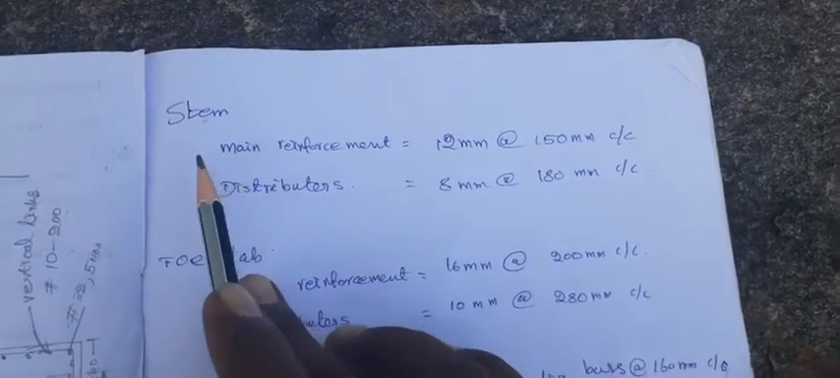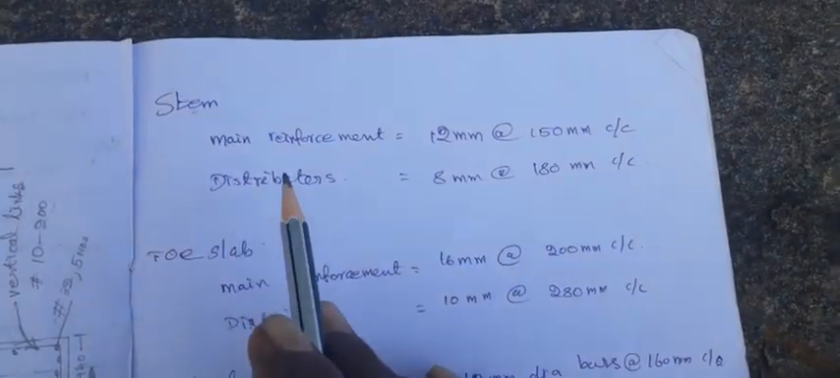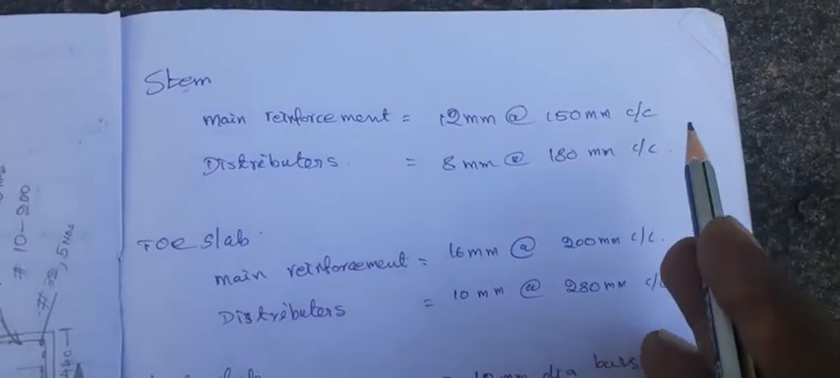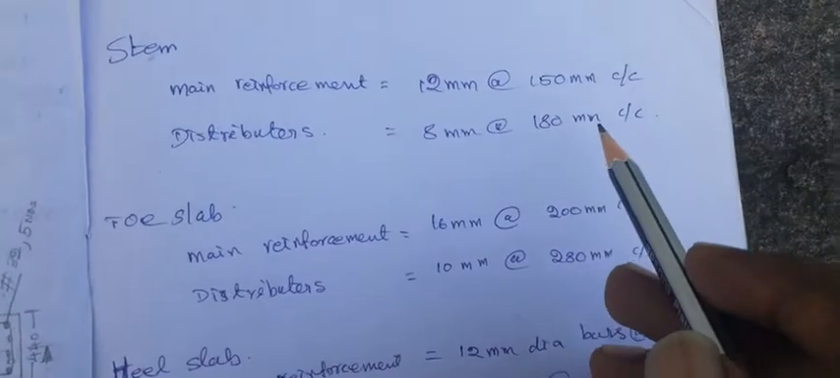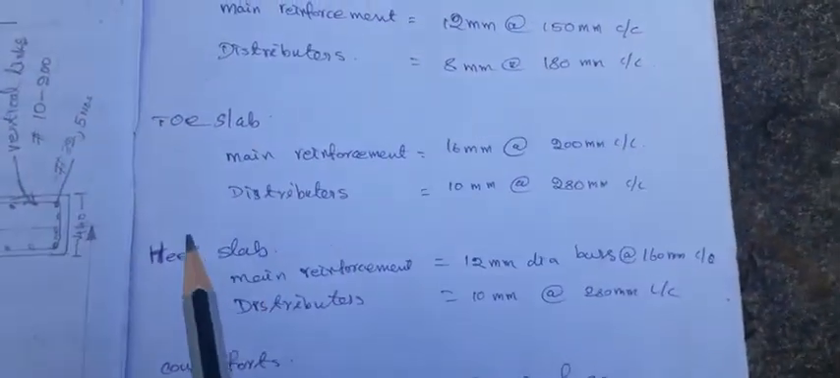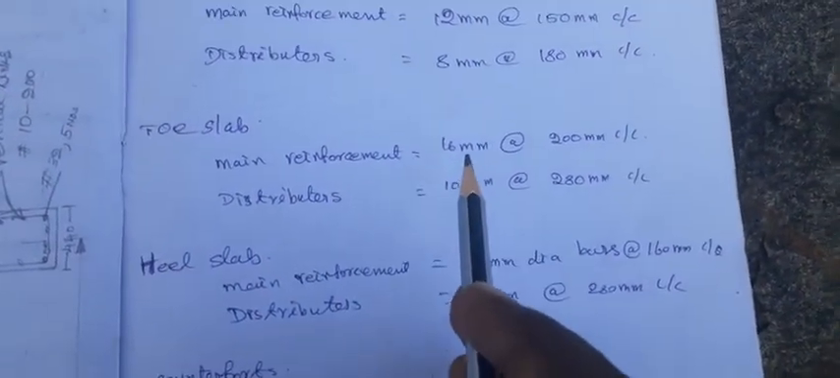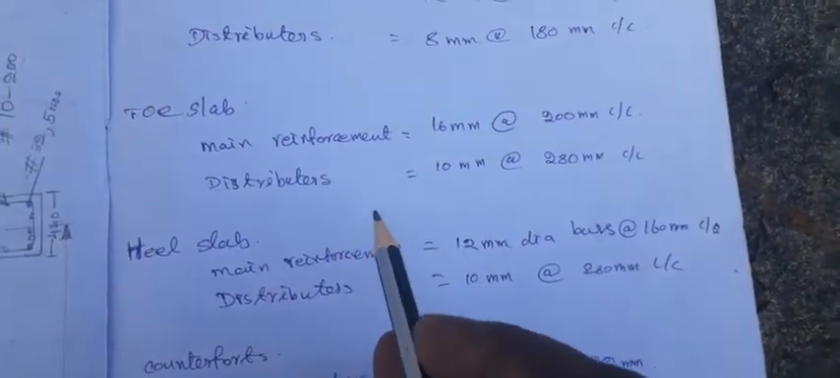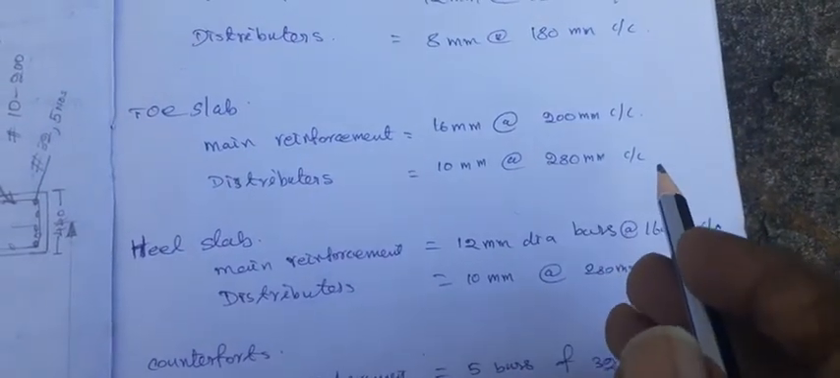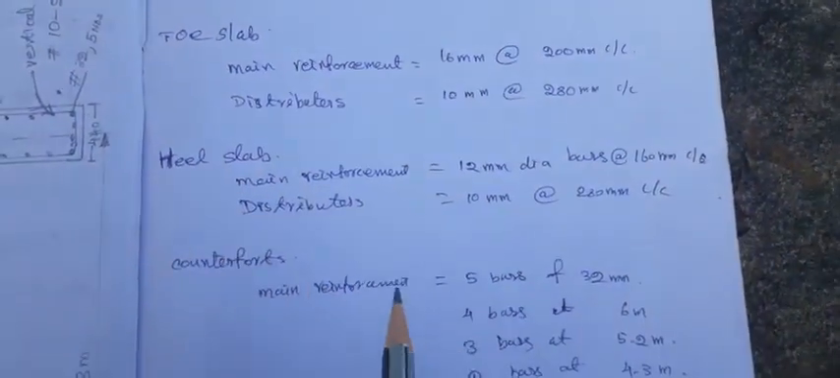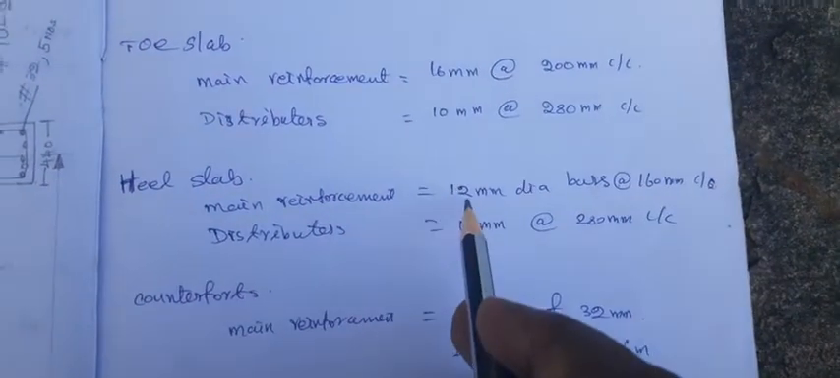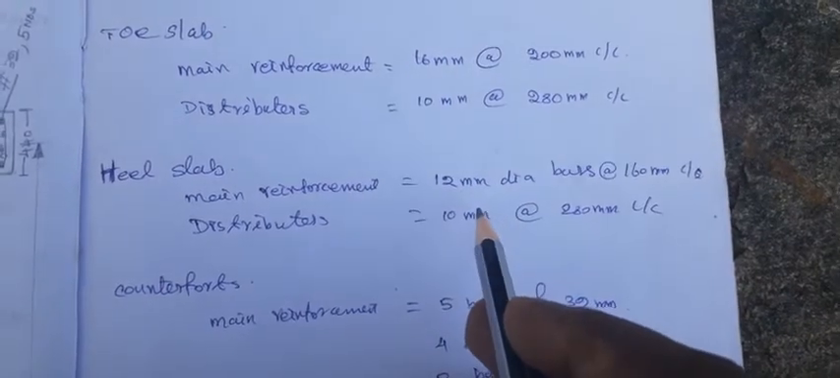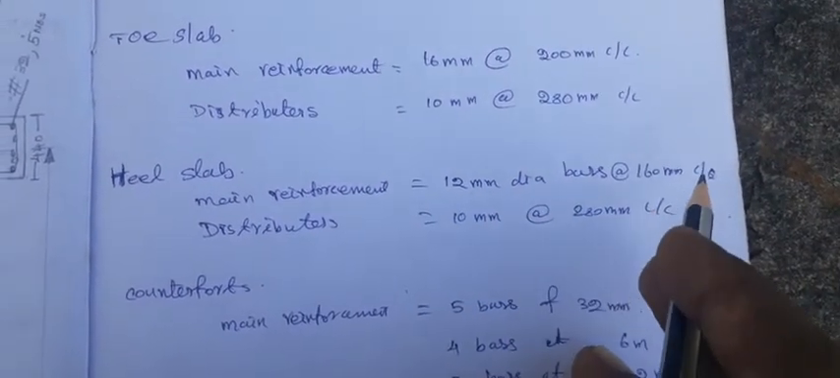In this case the stem wall has the main reinforcement of 12 mm diameter bars at 150 mm center to center spacing, and distributors of 8 mm at 180 mm center to center. Also, the toe slab has a main reinforcement of 16 mm diameter at 200 mm center to center, and the distributor is 10 mm at 280 mm center to center. By the way, the heel slab has the main reinforcement of 12 mm diameter bars at 160 mm center to center, and the distributor is the same 10 mm at 280 mm center to center.